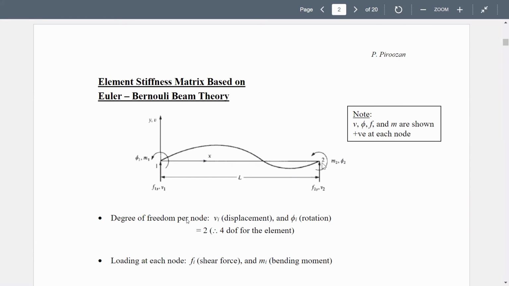Do the same thing for node 2. There is a force F2y, displacement V2, and a moment and rotation associated with this. This is our model in finite element methods.